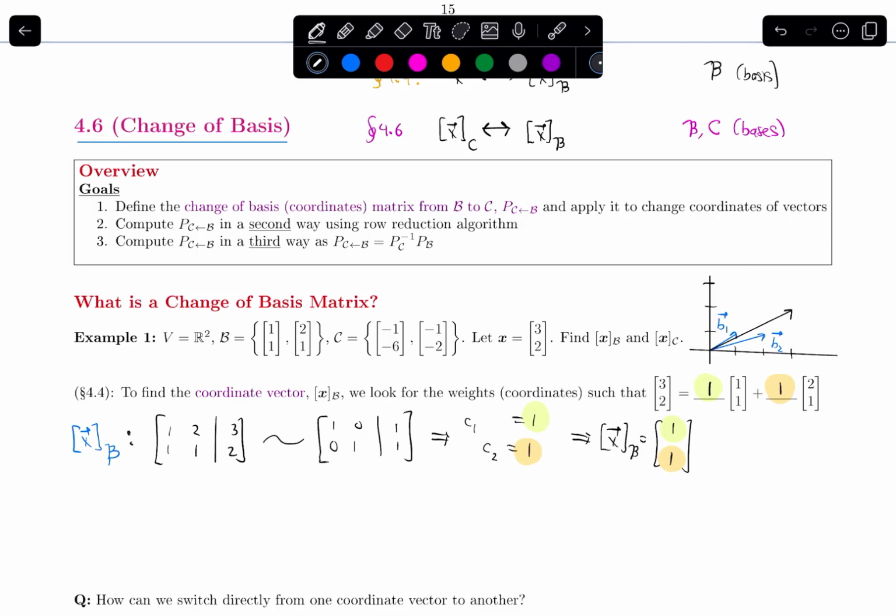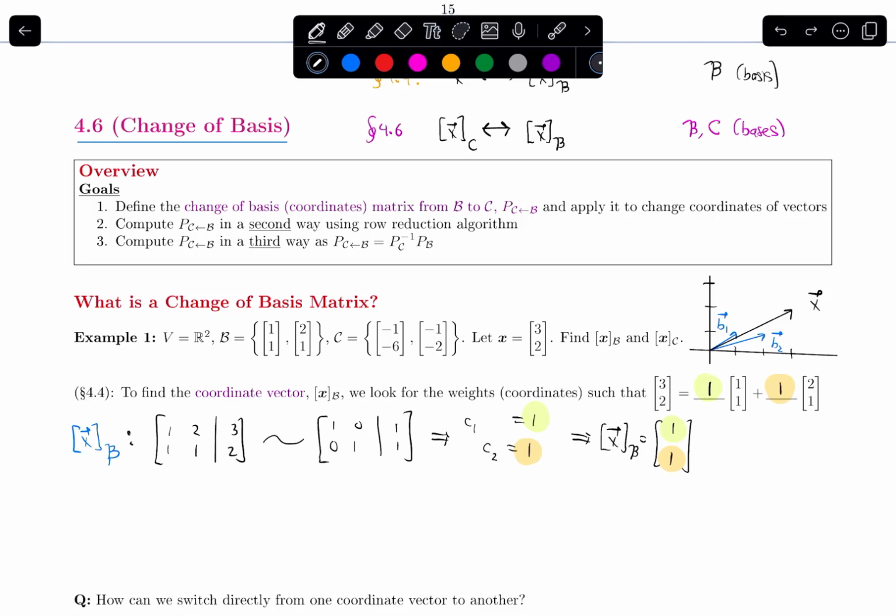So what we're doing when we find this coordinate vector is we're trying to write this vector x as a linear combination of these basis vectors and figuring out what weights we would need to take to get this to work. What we've shown from solving this is the weights need to be 1. So that just means if I add those two basis vectors together, it should equal x.